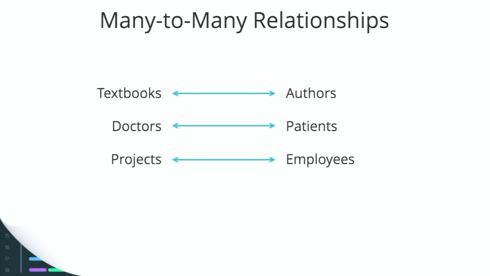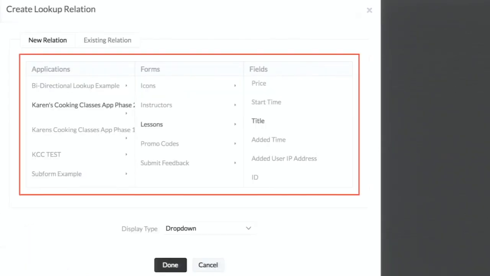Each project has several workers. Each worker could also be doing several projects. So to create data relationships in Zoho Creator, we use what's called lookup fields. So when you drag a lookup field onto a form, this is the first thing you see. And basically, you're just choosing which information you want to be looking up.